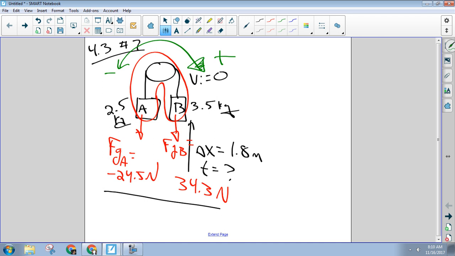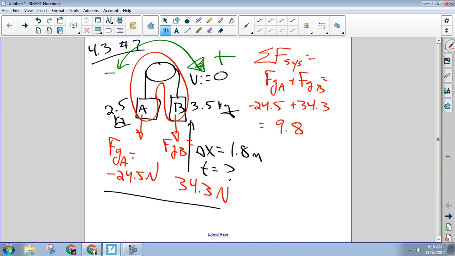All right. Are there any other forces on the system that I need to deal with? I think that's it, isn't it? Those are all of my external forces, right? Okay. So at this point, I can find my net force and find my acceleration. Good? All right. So keep working in right here. So the net force on my system is going to be the force of gravity on A plus the force of gravity on B, which for us is negative 24.5 plus 34.3, and it gives you 9.8 newtons. Everybody good?